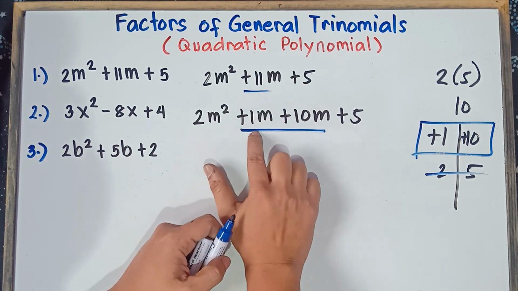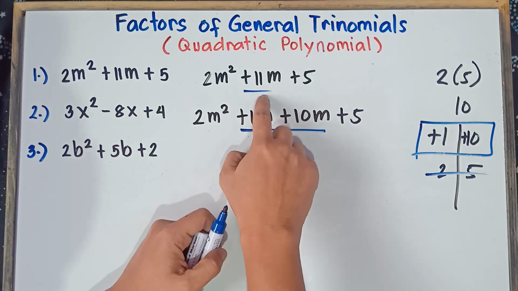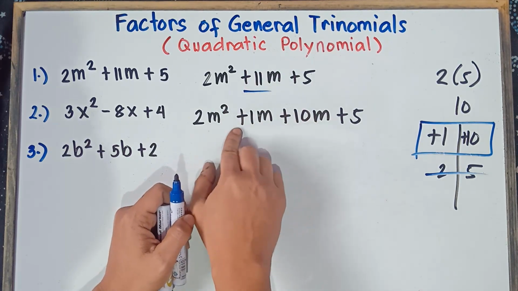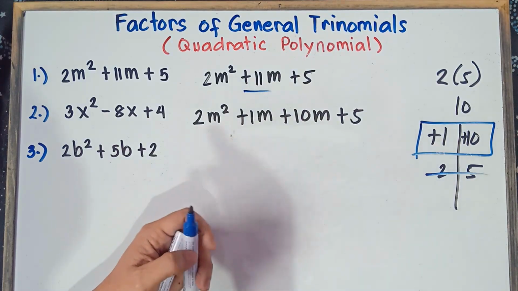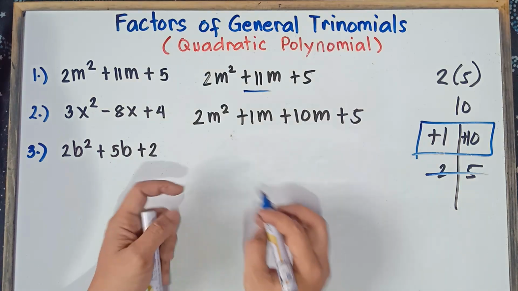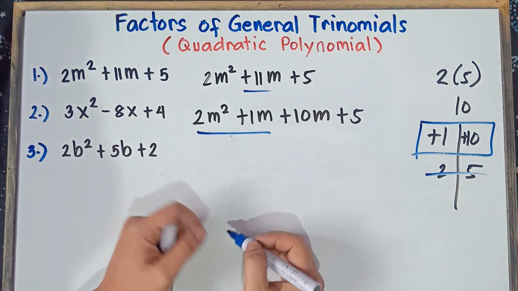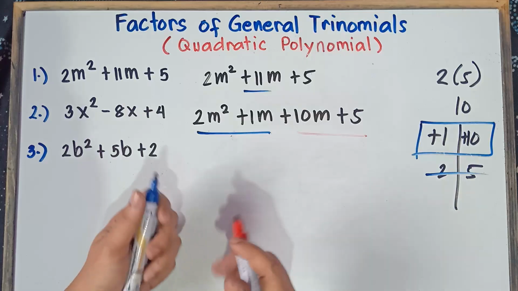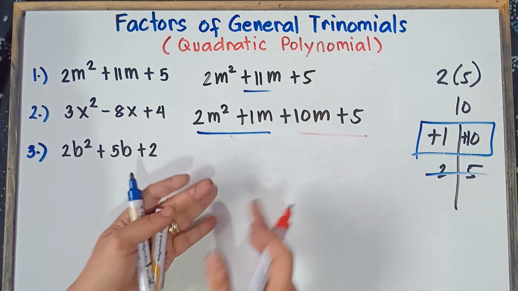Once again class, 1m plus 10m, that would be equal to 11m. Now, question, sir, why do we need to do this one, sir? Why do we need to do this one? Now, we need to do this one class because we need to do groupings. We need to factor out the first term combined by the second term, the third term, and the fourth term.